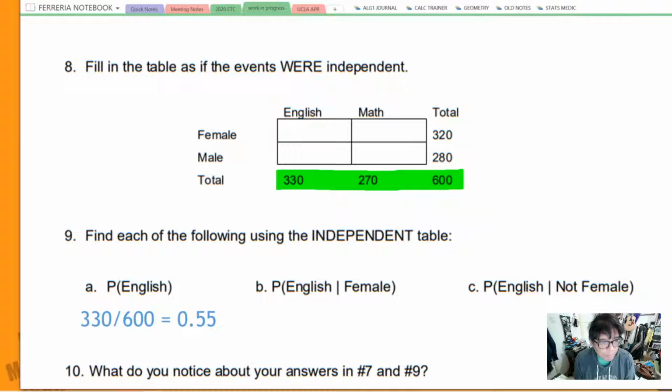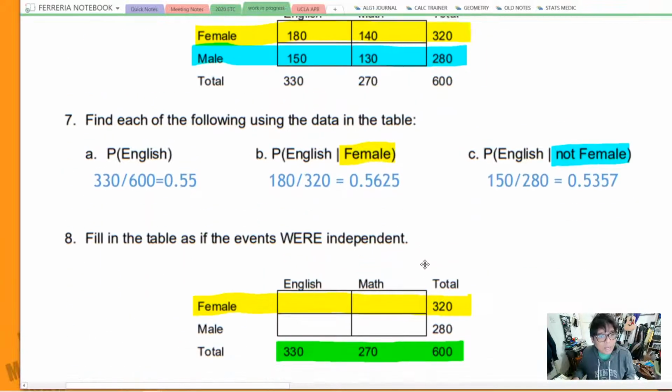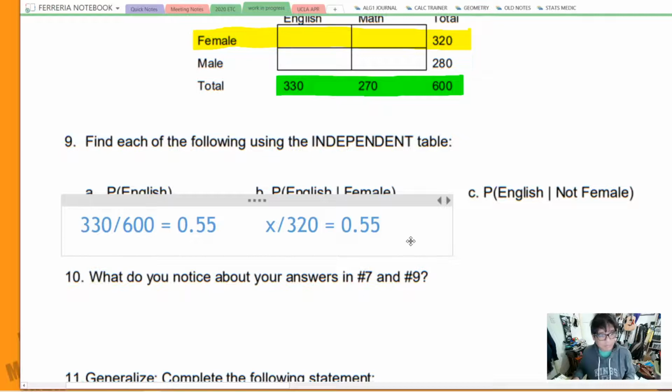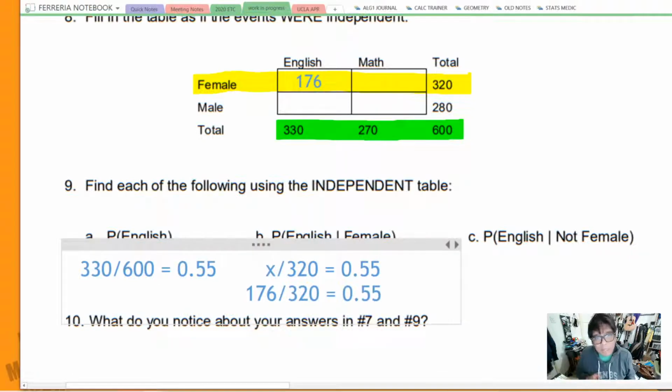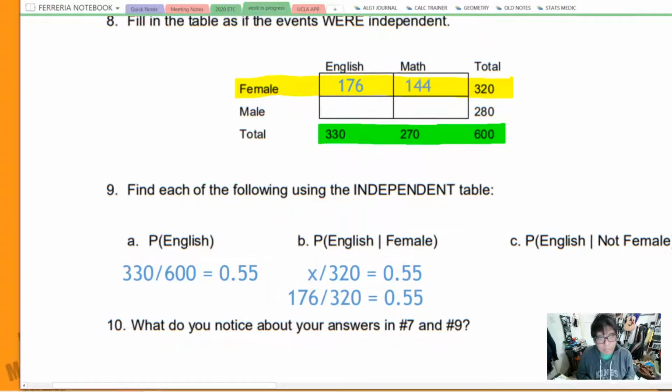Well, if the female or not female was independent, that means 55% of the females have to also prefer English. So X out of 320 has to equal 55%. With a little bit of algebra, you can see that that number has to be 176. And because we have to add up to 320, 320 minus 176, that's going to give us 144.